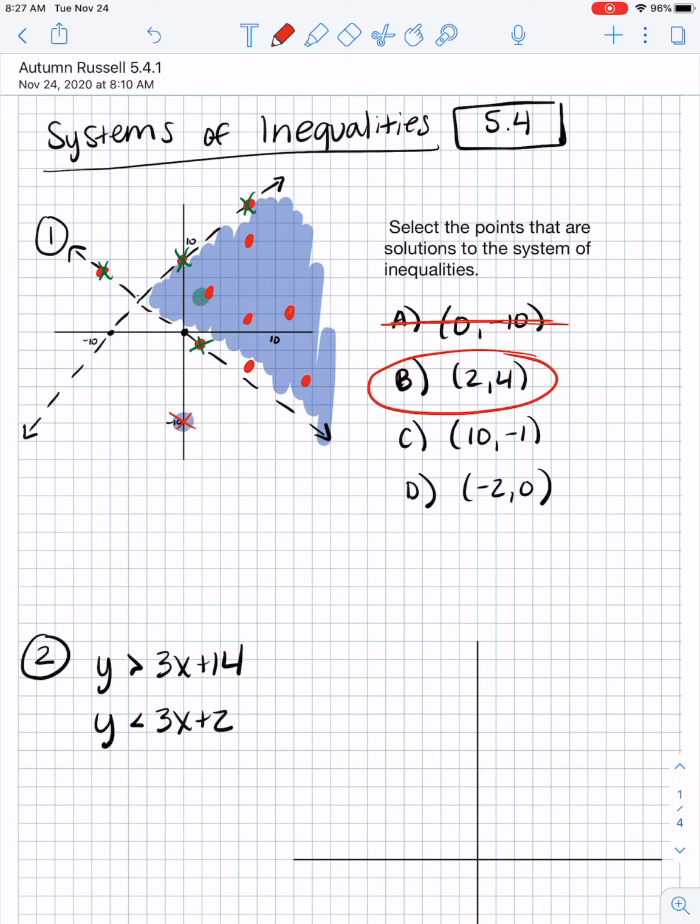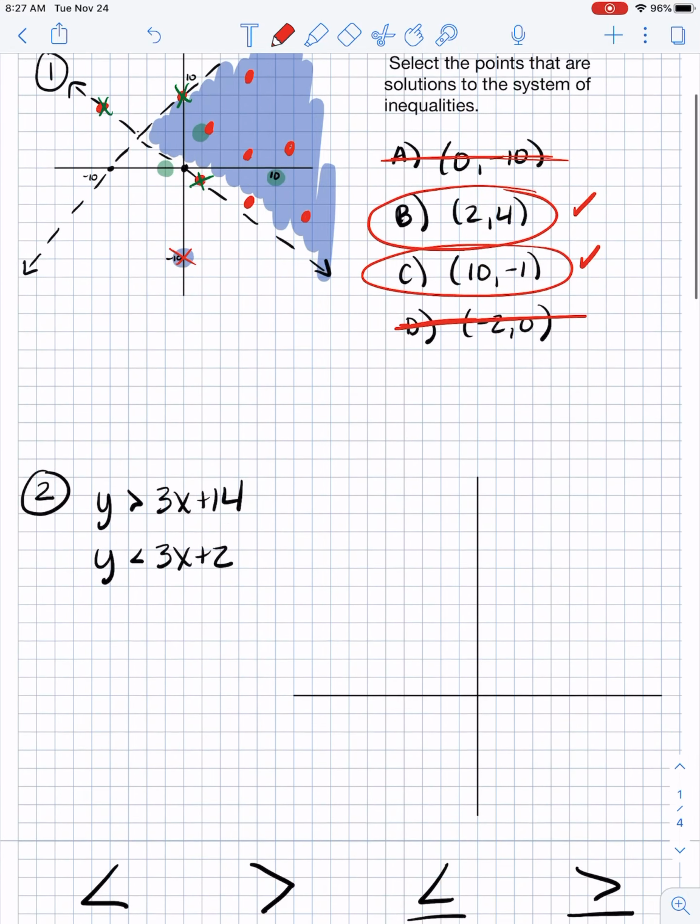Then I have (10, -1). So I would go right 10, down 1. That's right there. That is in the shaded area. And then I have (-2, 0). So left 2, up 0. That would be right there. That is not in the shaded area. So you have two solutions of the answer choices I gave you that actually work for this graph, okay?